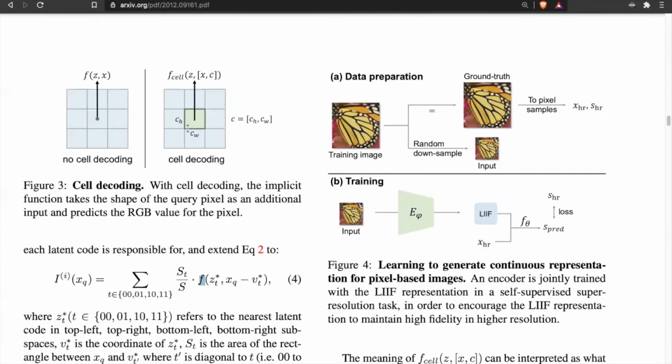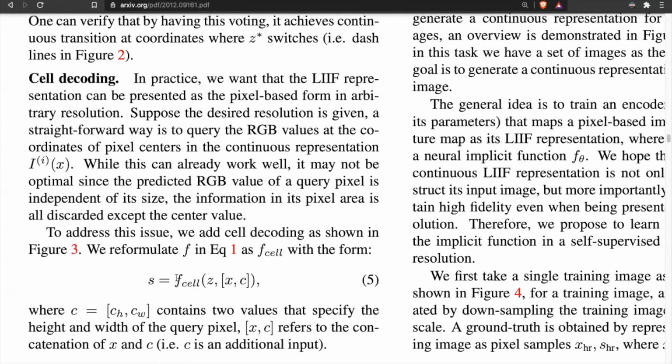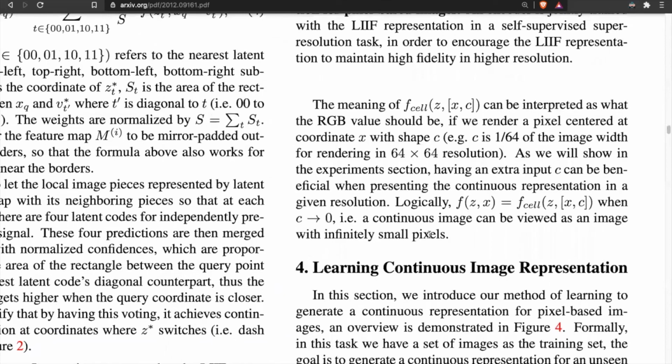And they also do something named cell decoding, where instead of having this function f of z and x, they also make this representation function dependent on the pixel size. The simplest way to decode the image is just to predict the signal in the center of the pixel. So x would be the coordinate that corresponds to the center of the pixel of the output image. They also add these values c, which correspond to the height and width of the query pixel. So this function would also be aware of the output resolution, and it would predict the color not only of the center point, but given that we want to predict the color inside the pixel, which has a certain neighborhood around that center point with a certain size.